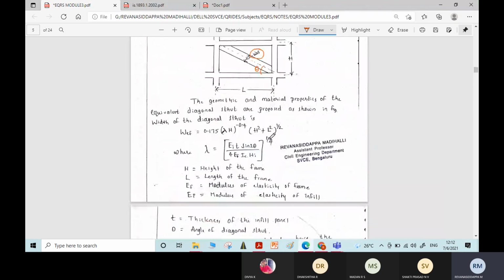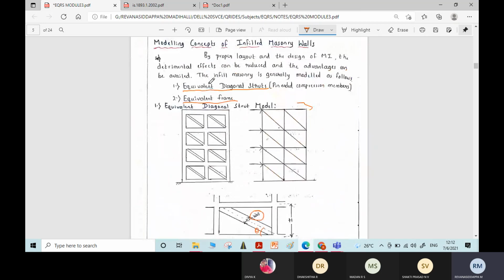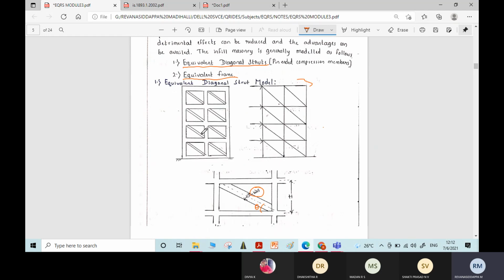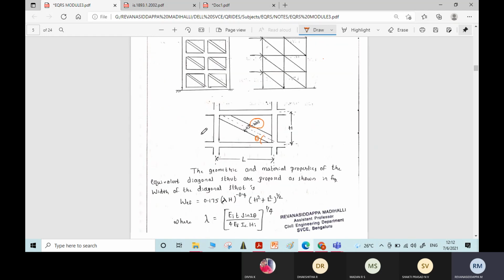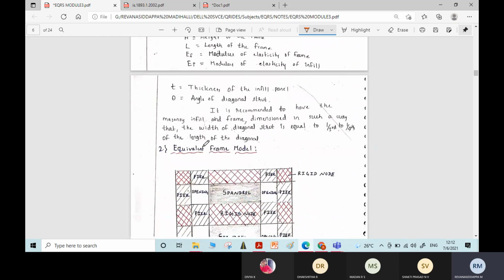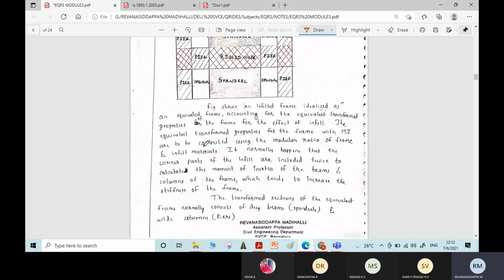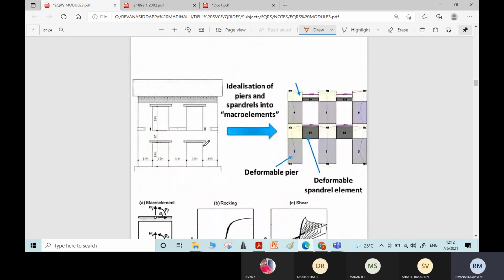So similar to the equivalent strut model, here instead of converting a masonry infill wall into an equivalent strut, the masonry infill structure is converted into an equivalent frame. Instead of converting a masonry infill structure into a diagonal strut element, we will find an equivalent frame model, and by taking that frame model, we will do the earthquake analysis.